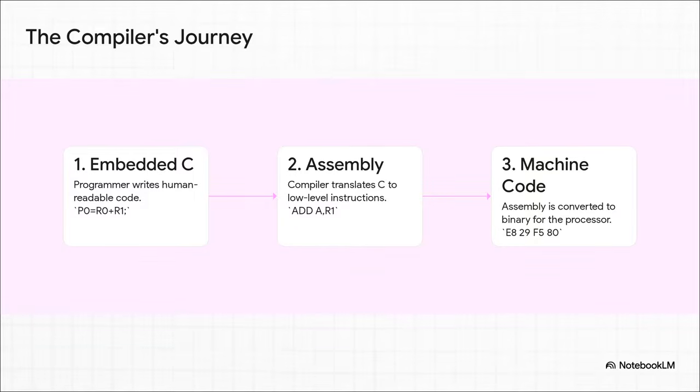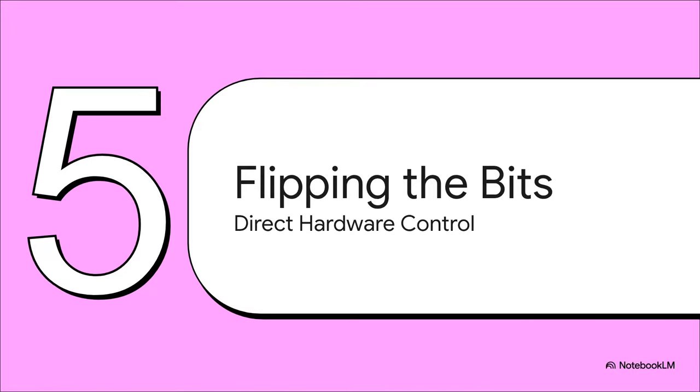First, the programmer writes a line of embedded C, which we can kind of read. Then, a compiler translates that into something called assembly language, which is a lot closer to what the hardware understands. And finally, that assembly code gets turned into raw machine code, just numbers really, which is the only language the processor actually speaks.